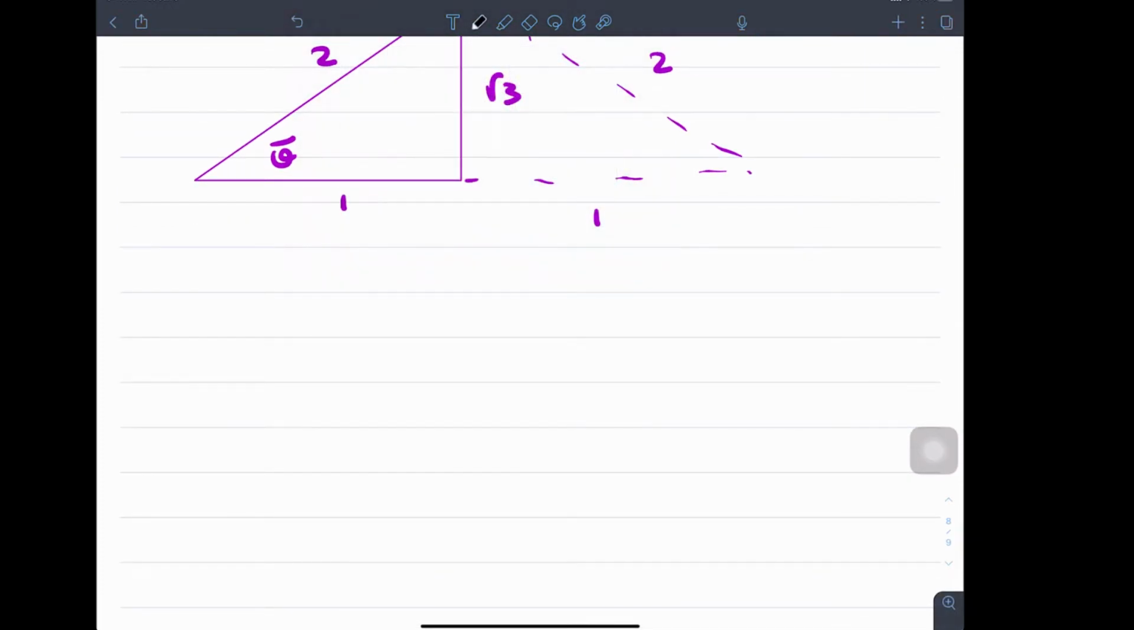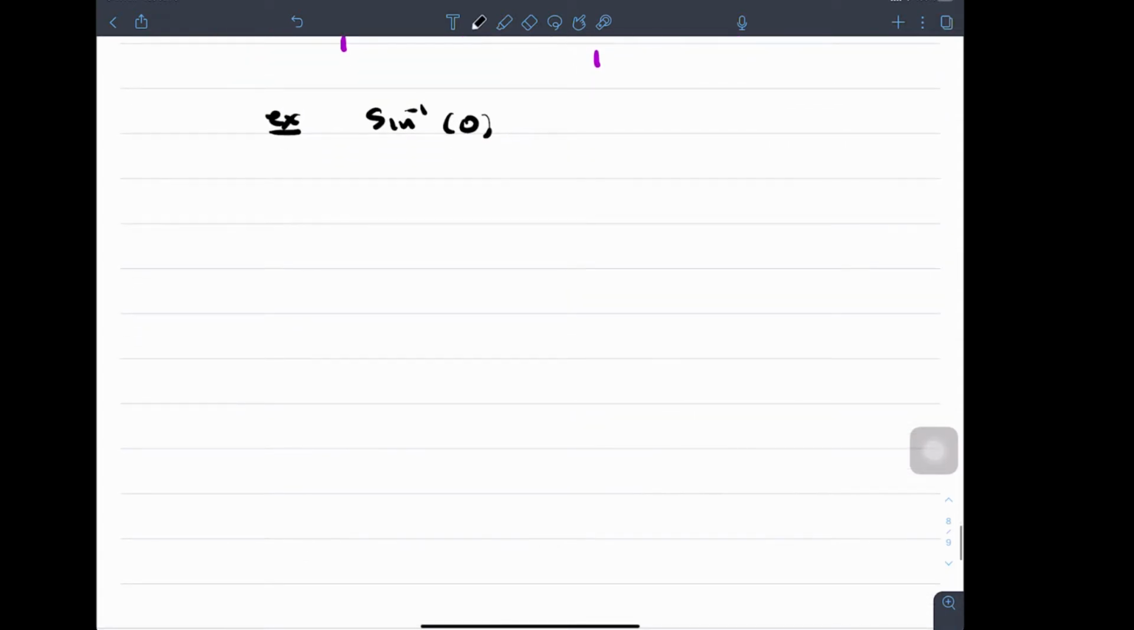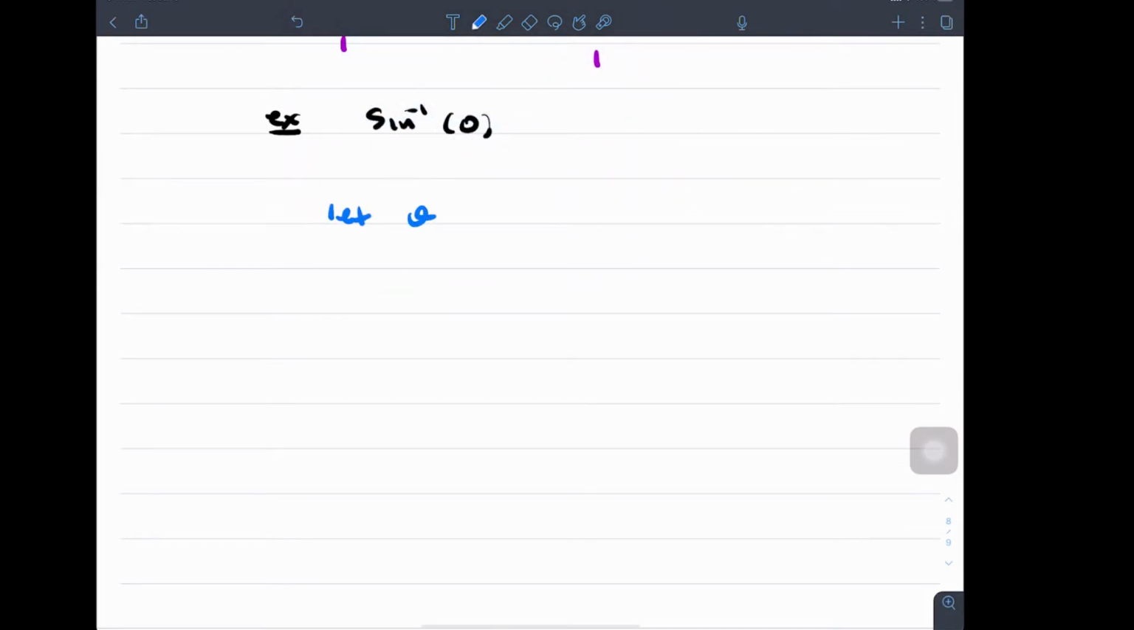Anyway, let's do another one. You want to do an easy one? How about this? What if they give you inverse sine of 0? What would you say that is? Again, you say, let theta be inverse sine of 0. What's the definition? Sine theta equals 0. Oh, where does that happen? What does theta have to be? I don't even have to draw a triangle here, do I? Do you guys have to draw a triangle? Where is sine theta 0?